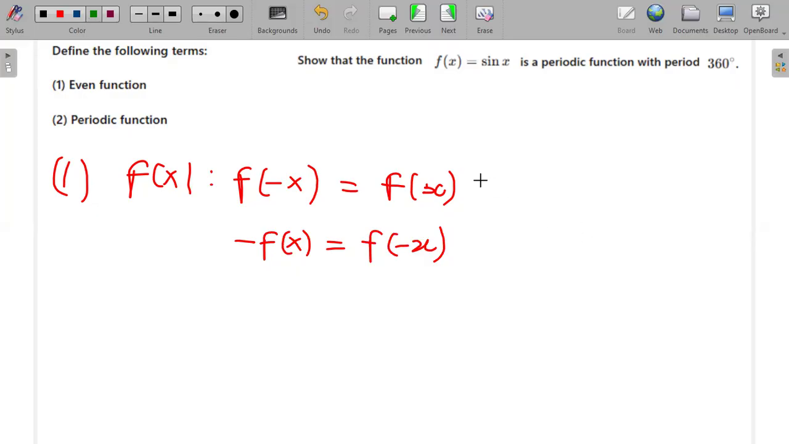All right. So I was saying, the graphical meaning of an even function is that it is symmetric about the y-axis. So what does it mean to be symmetric about the y-axis? It simply means the y-axis acts like a mirror. A good example of an even function is cos theta.